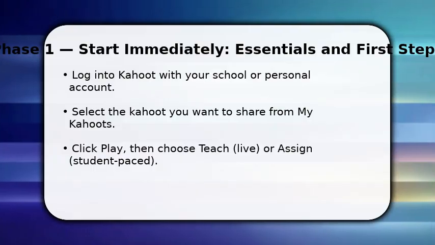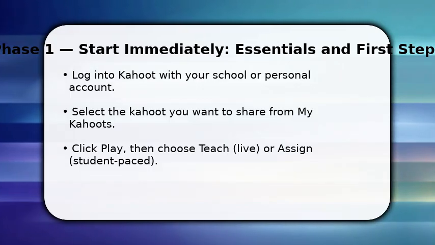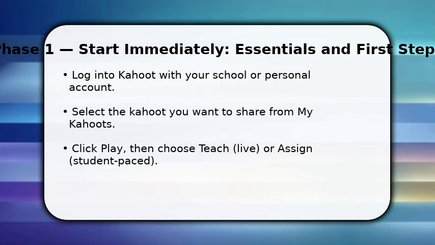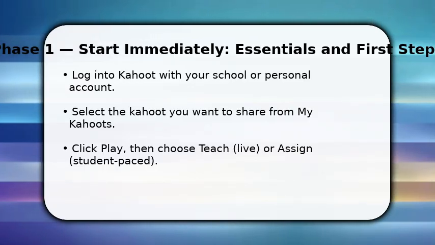You're ready. Sign into Kahoot and pick the quiz you want to share, because choosing the correct Kahoot avoids confusion later. Once selected, click play so you can decide the delivery mode: teach for live sessions, assign for self-paced work. Make this choice now. Live gives a game PIN and lobby link. Assign produces a join link you can copy and send. Doing this first saves time and ensures students will join the right activity without linking errors.